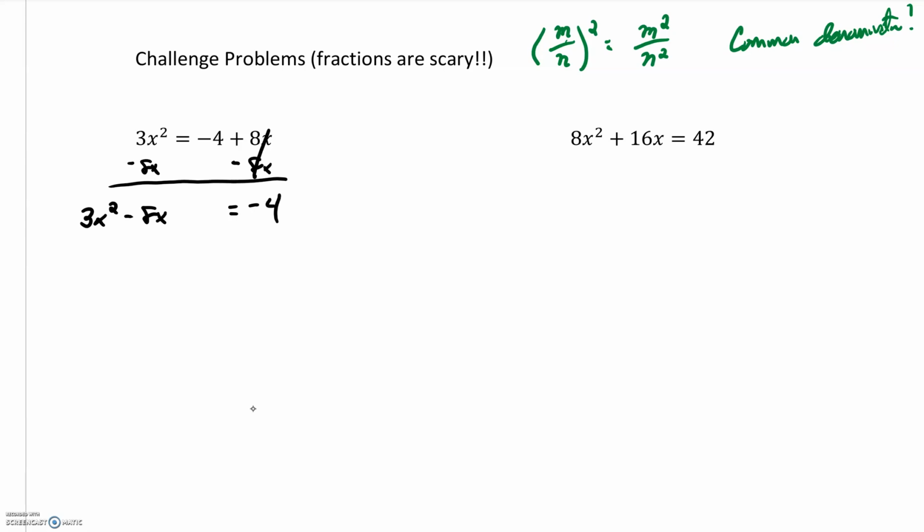Now, what I need to do, remember we have a number here in front of the quadratic term. We need to get rid of that. So I'm going to divide everything by 3. Just divide everything by 3. These 3's cancel, and I'm left with x squared minus 8/3 x is equal to negative 4/3.